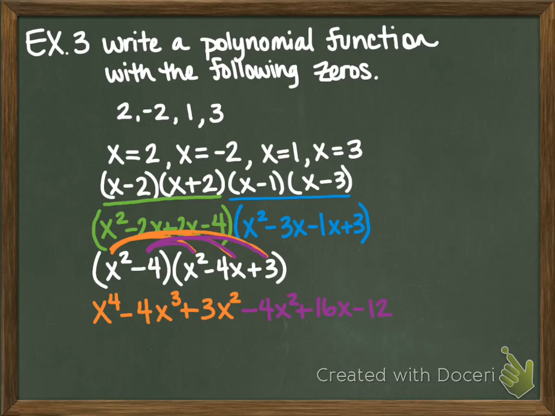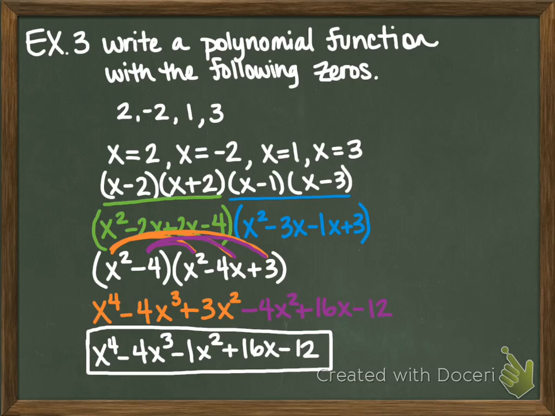Highest exponent is x to the fourth. Then I would do my x cubes. I can put my x squareds together, and then my x's, and then my whole numbers. So the final answer here is going to be x to the fourth minus 4x cubed minus 1x squared plus 16x minus 12. So if I graph this polynomial, this would cross at 2, negative 2, 1, and 3.